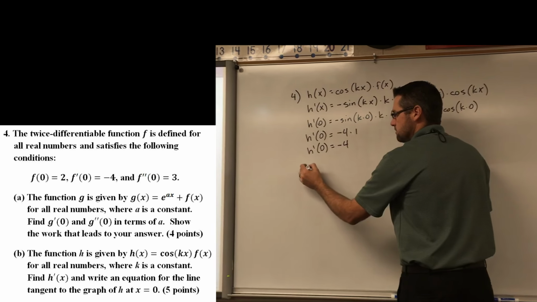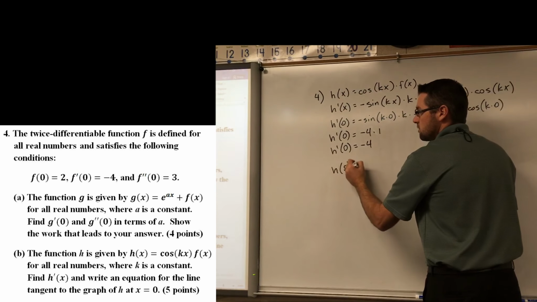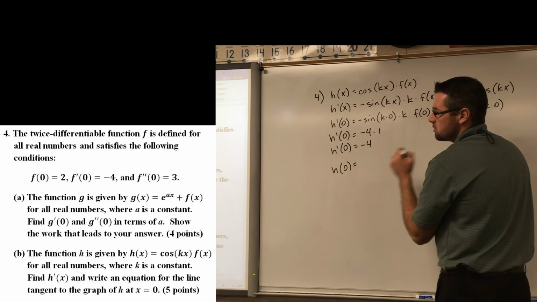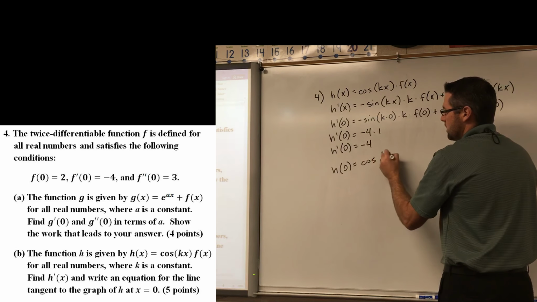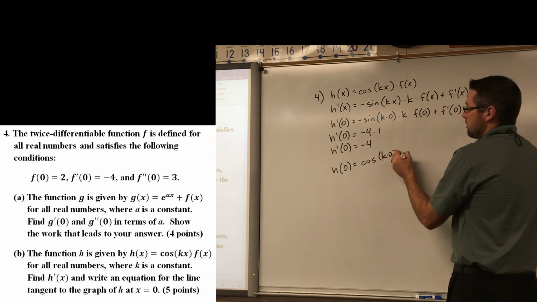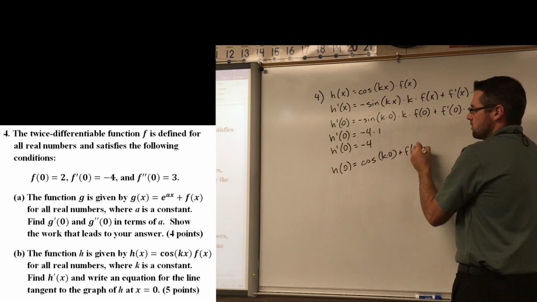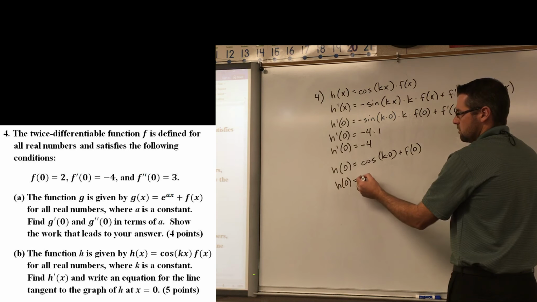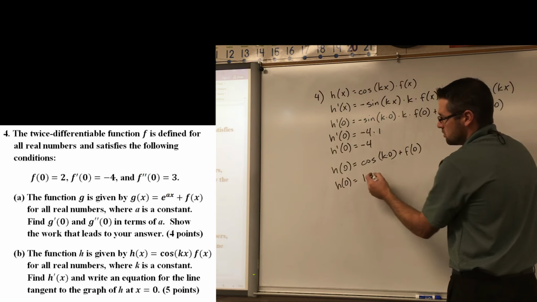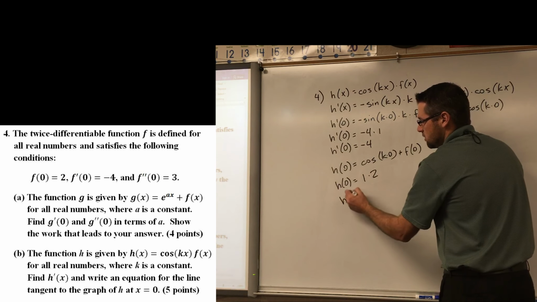I'm going to continue on. H of 0 is equal to cosine of k times 0 plus f of 0. So h of 0 is, what's cosine of 0 again? 1 times f of 0, which is 2. So h of 0 is 2.